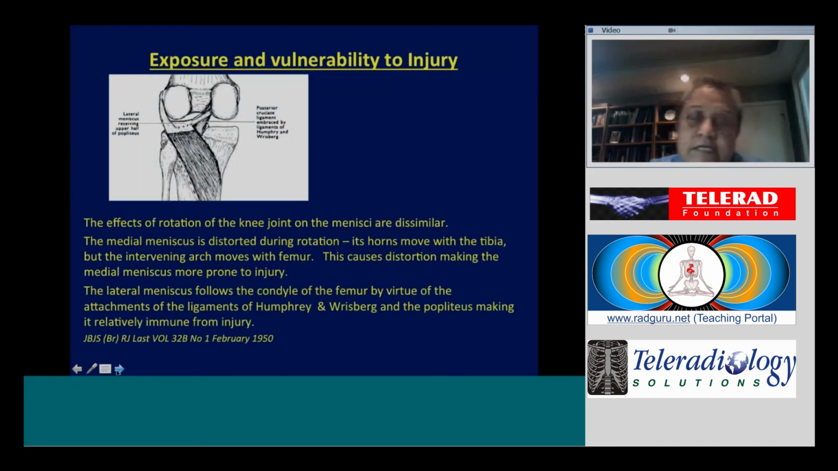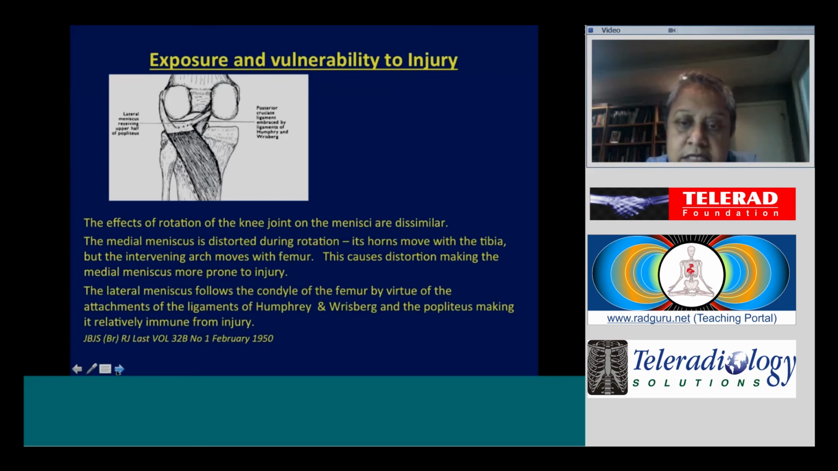Now, we have to consider the exposure and vulnerability to injury. You must also remember that when you're considering that the inner two-thirds have neither vascularity nor a nervous supply, the proprioceptive function is accomplished by the outer one-third of the meniscus. Now, the effects of rotation on the knee joint on the menisci are very dissimilar.